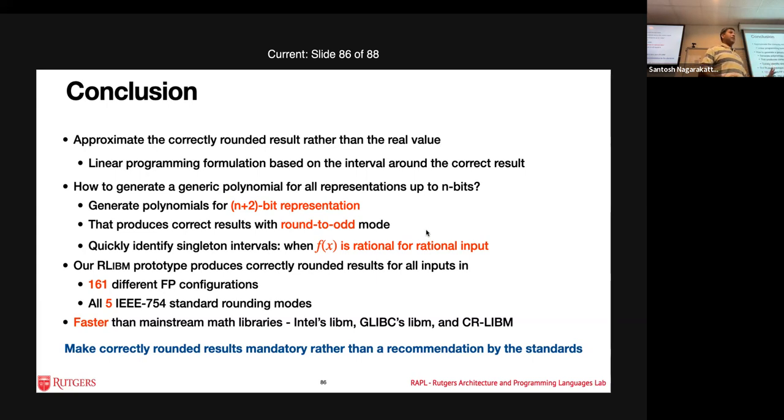Okay, so perhaps we are giving a lot of evidence to the standards committee to mandate correct rounding for elementary functions. So I'm collaborating with them, and hopefully when the 2029 standard comes out, since the standards have a 10-year lifespan, we will have correct rounding.